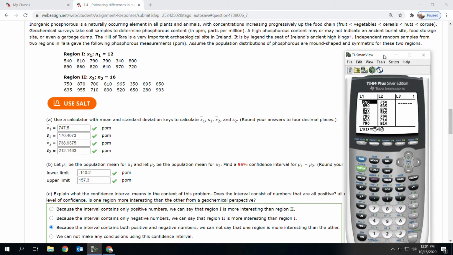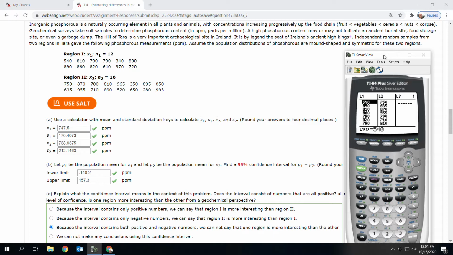Hey guys, I'm back. I wanted to go over how to do these on a TI84 if that's what you prefer to do. I went ahead and worked through this one using SALT just to see, because I was personally interested to see how close the TI84 came to the same values. WebAssign should give you a cushion on some decimal points, like in the S1s, S2s. There ought to be a little wiggle room in there.